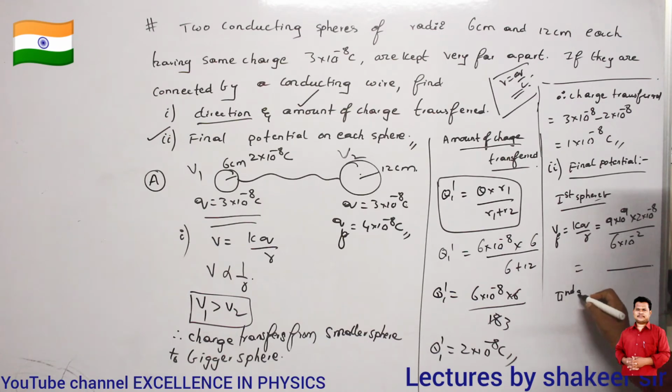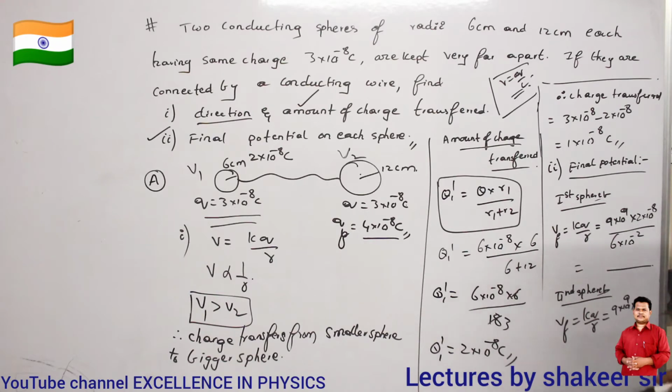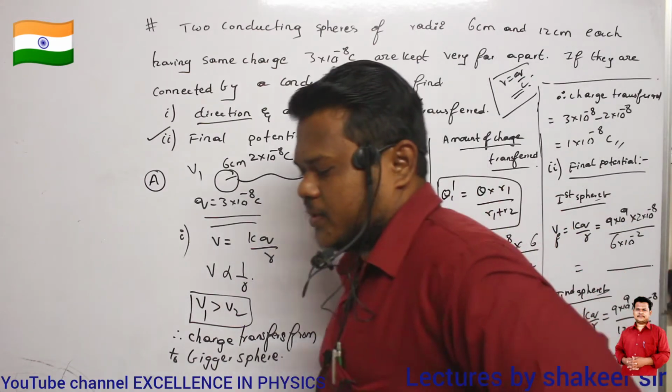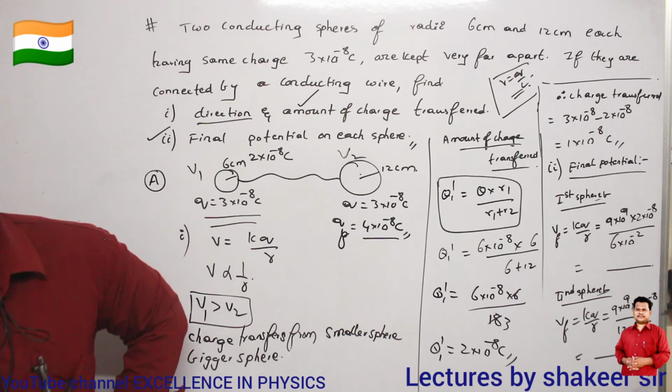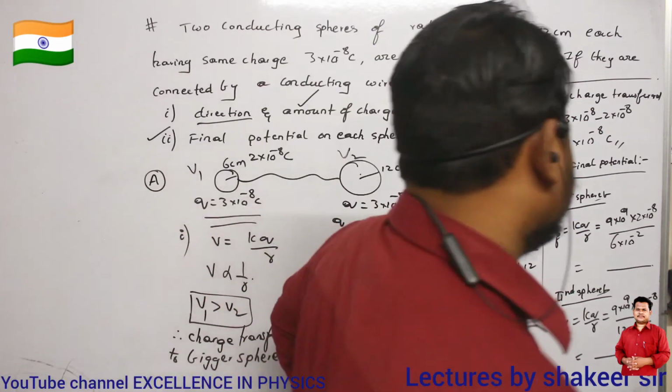Similarly, you calculate for the second sphere. For the second sphere, the potential V final is again KQ divided by R. K is 1 by 4 pi epsilon naught, which is 9 into 10 power 9. The final charge present is 4 into 10 power minus 8, divided by the radius of this one, 12 into 10 power minus 2 meters. Calculate this, and that will be the final potential of the second sphere. The values you should get are 3 kilovolts and 3 kilovolts. Those are the answers.